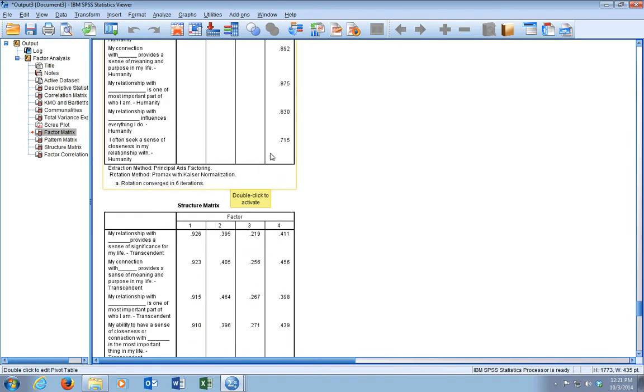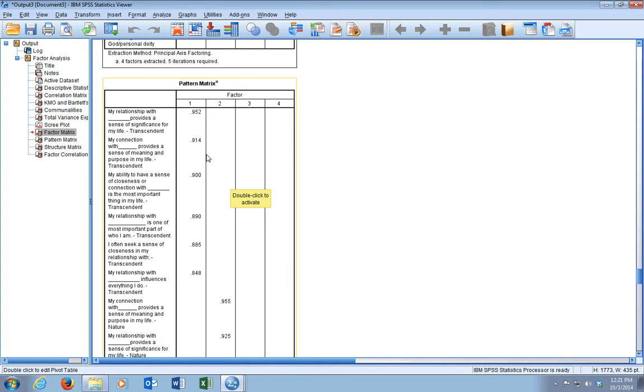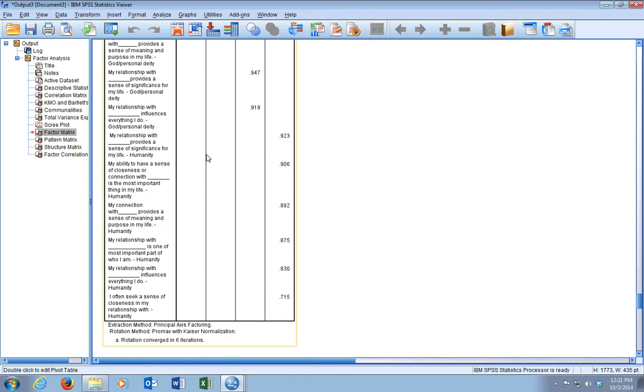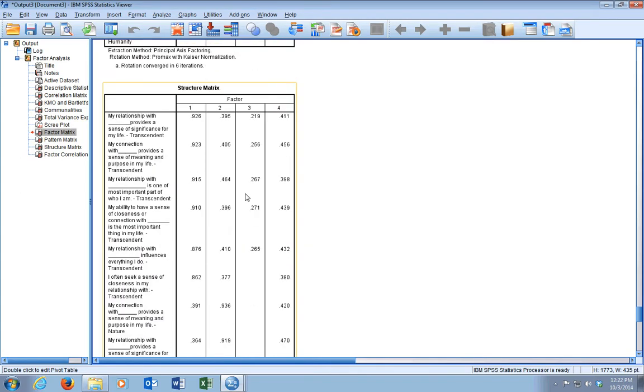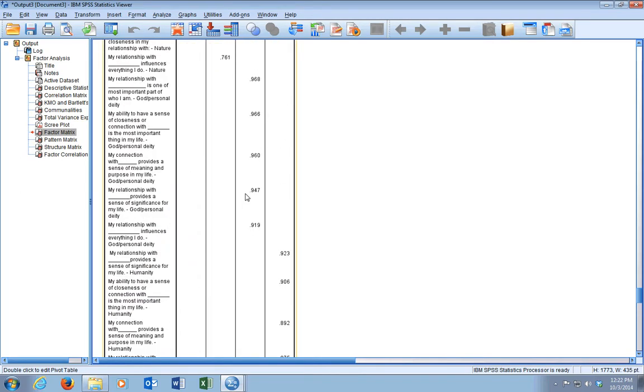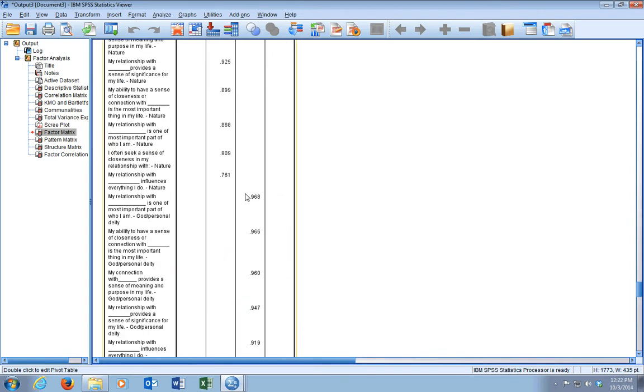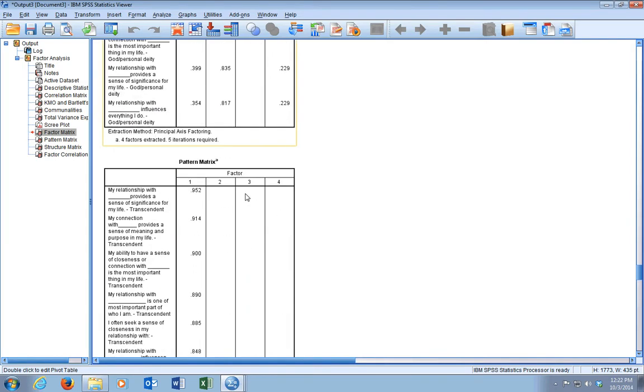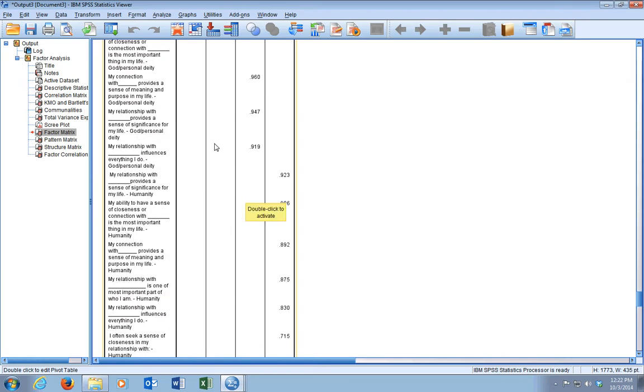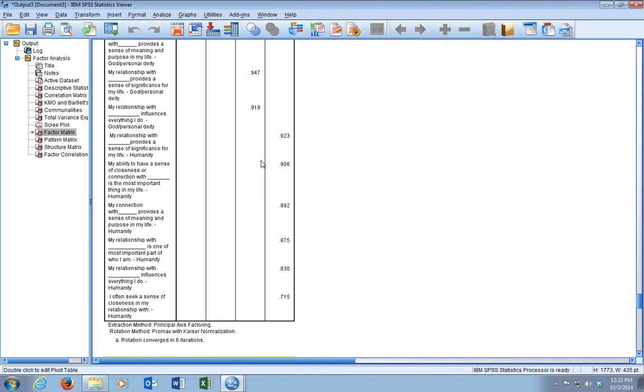Nothing's even close to our threshold of 0.50. We may run into a little bit of problems with the CFA because sometimes when your items are so strongly correlated with each other like this, it actually indicates they're too strongly correlated. So we'll see what that looks like, but we may need to drop some items just because they're loading too strongly with each other.